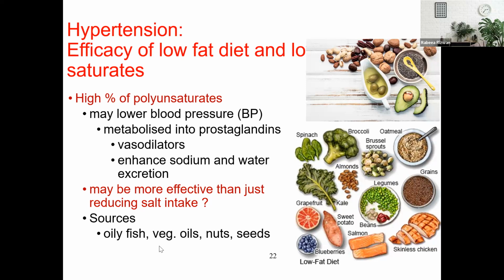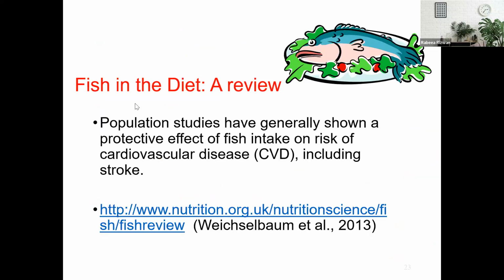And the good sources of polyunsaturated fats are avocado, olives, fish, oils, nuts like peanut and almonds, then seeds like sunflower seeds. Now here is another review, the link I am sharing with you. So please, after the session, click this link and read this whole research.